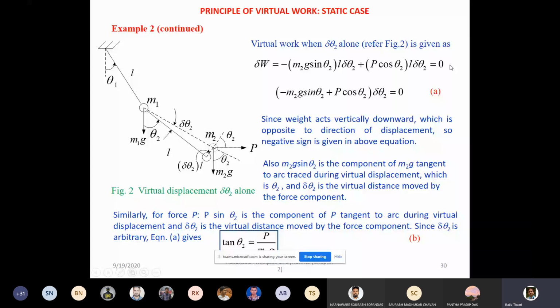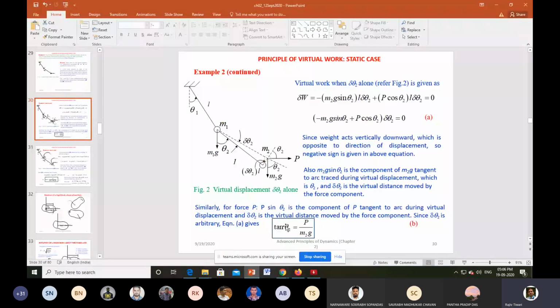So we can rearrange this equation by taking the common delta theta 2 out, and the rest of the terms will stay inside. Because this virtual displacement is arbitrary, it cannot be 0, since we can give any value. So to satisfy this equation, the term within the bracket should be equal to 0, and that gives us the expression for theta 2, which is P by m2g. So theta 2 can be obtained using this expression B, which we obtained by giving virtual displacement to theta 2.